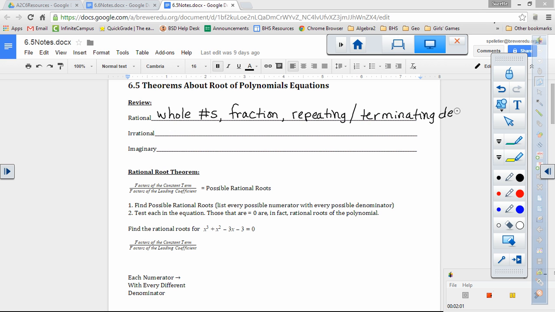Okay. Now, we don't usually give our answers in decimal form. We typically will give them in fractional form, whole number form. We almost always never really write them in repeating or terminating form. You won't see that very often.